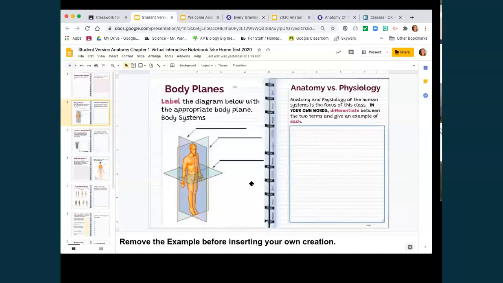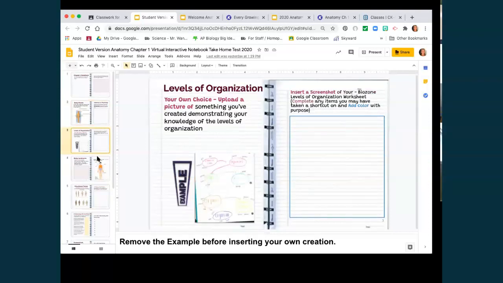You're going to label these planes. And then here you're going to, in your own words, so I definitely don't want a cut and paste definition, describe anatomy versus physiology, and then give an example of each. So what would you study under anatomy? What would you study under physiology? I think this is all pretty self-explanatory.